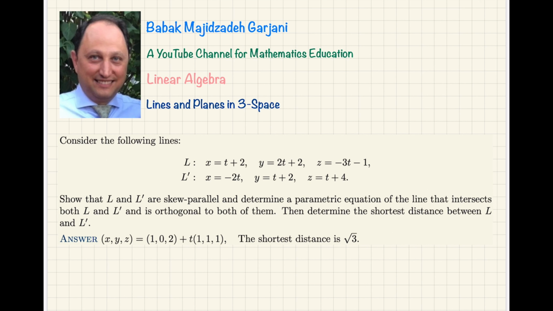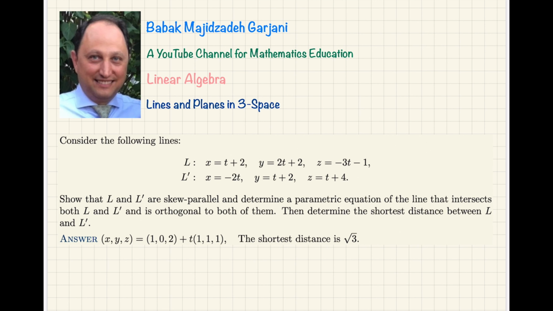It would be a good idea if you pause the video at this point and try to solve the problem yourself first. If you do it correctly, one possible answer that you will get for the parametric equation for the line is written here, and the shortest distance is the square root of 3. Okay, now let us solve the problem.